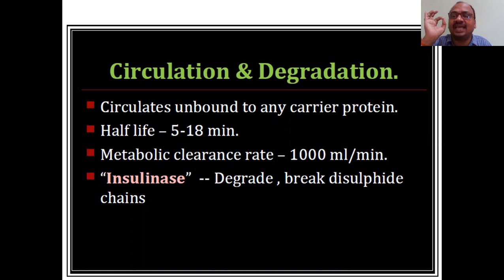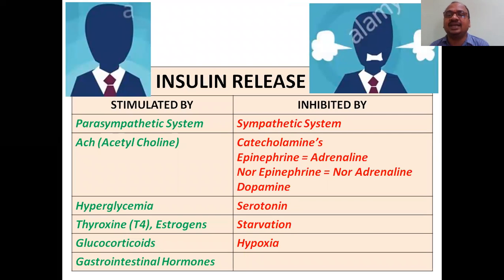Insulinase is the enzyme that degrades insulin, breaking the disulfide chains. Now, insulin release: how in the body is insulin release stimulated and inhibited? Insulin is very important for our human body.